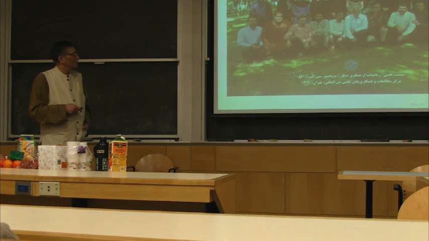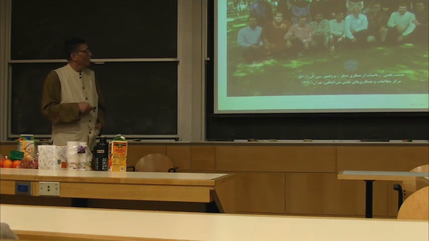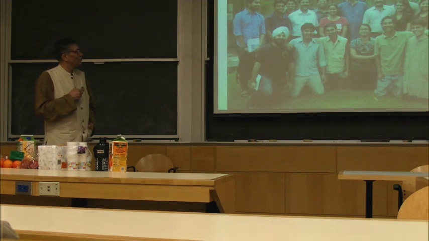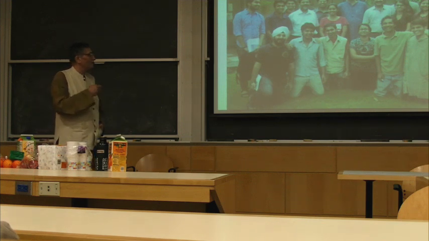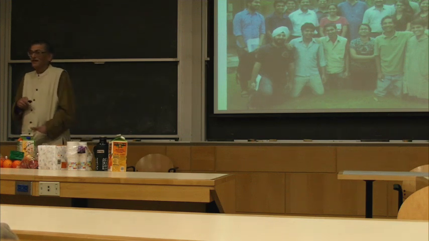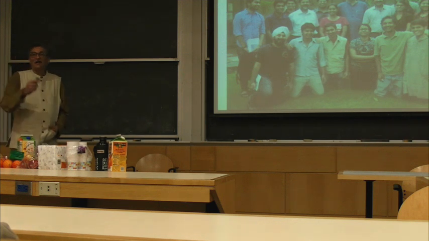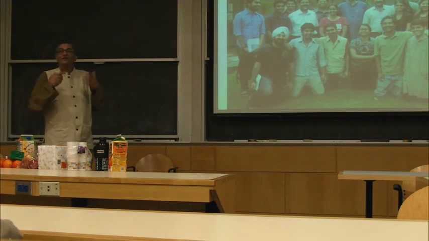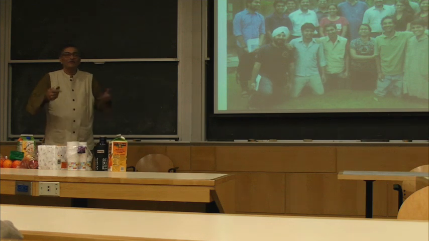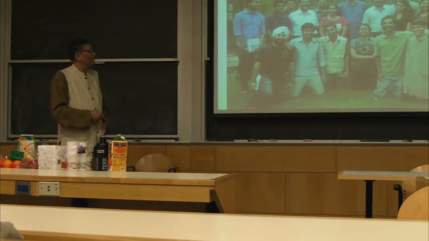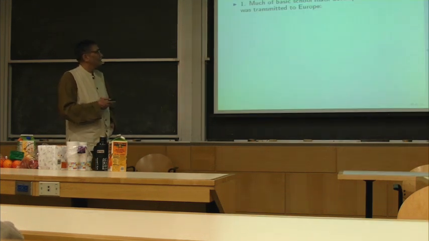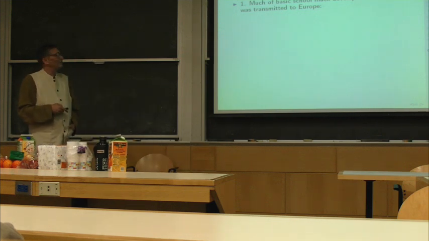This is the group in Tehran, and this is the group in Delhi, Ambedkar University. As you can see, they are smiling because they all passed. They were extremely happy that they could get over it because they had this great sense of inferiority about not being able to do mathematics. So this is the big picture that I would like to give you to conclude.